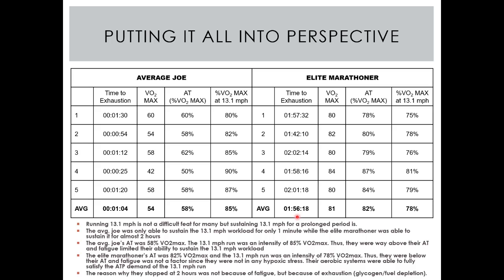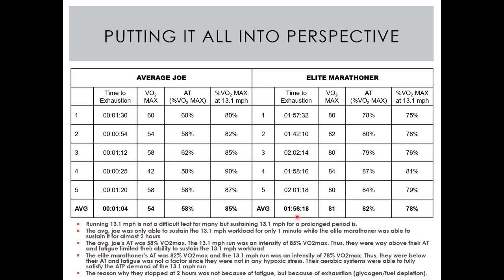So from this data, you can clearly see the importance of aerobic power in endurance performance, which again is being able to achieve and sustain greater muscular work. And just as a reminder, aerobic power is a function of both VO2 max and anaerobic threshold.